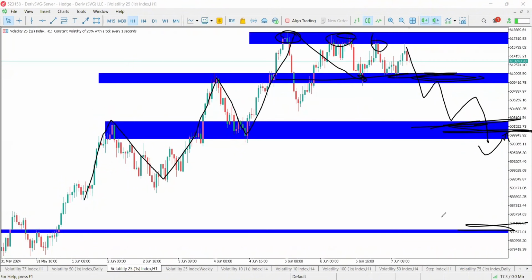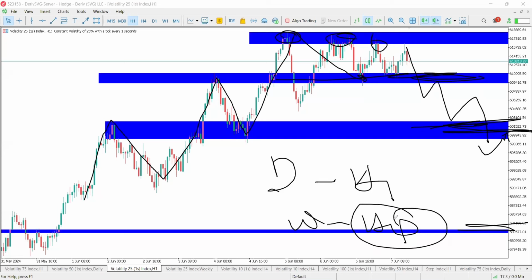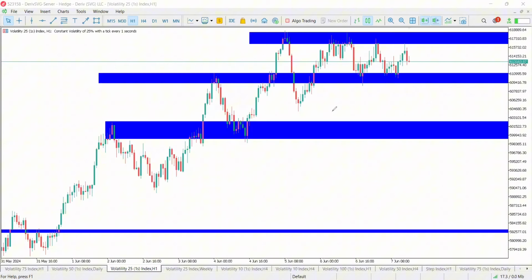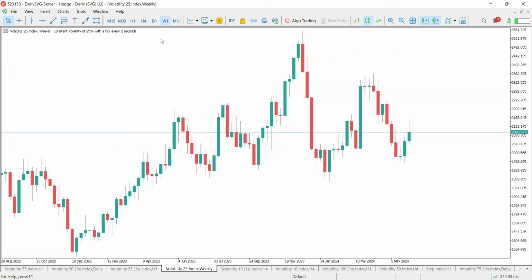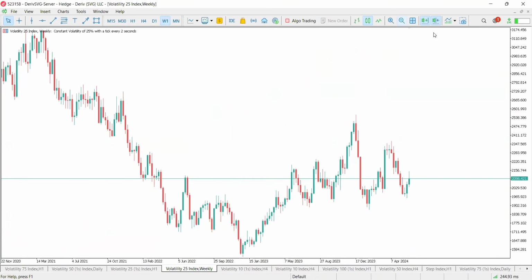So remember, daily, your entry is H1. Weekly, your entry is H4, though personally, I prefer using H4 because I'm so used to it. You can use any, right? You can compare it to your analysis. Now, this is one example. Let's try to go to another one. We can do V25, right? As usual, without wasting time, let's also start from the weekly time frame so that we can see how these things move.